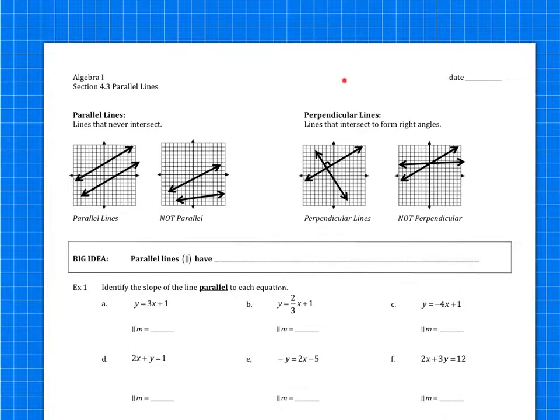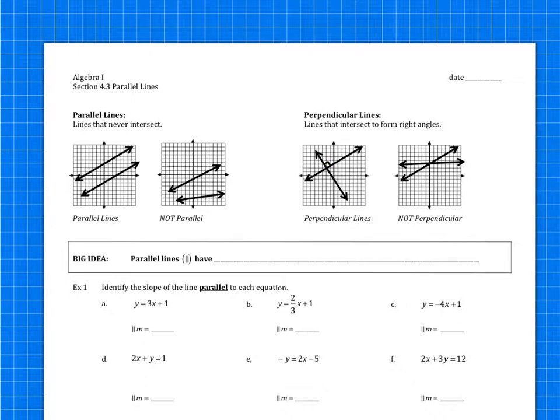Later this week we're going to talk about perpendicular lines, and those are ones that intersect to form right angles. So it's not just that they cross. Okay, here's lines that are not perpendicular. It's that they cross and they make right angles, and that's what that little box symbol means.